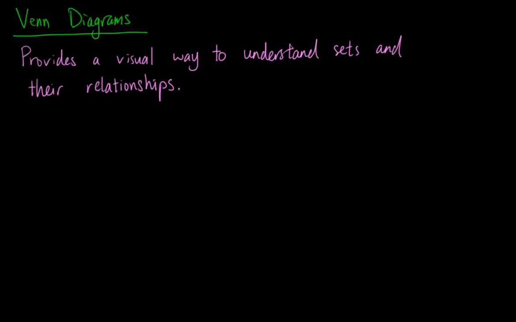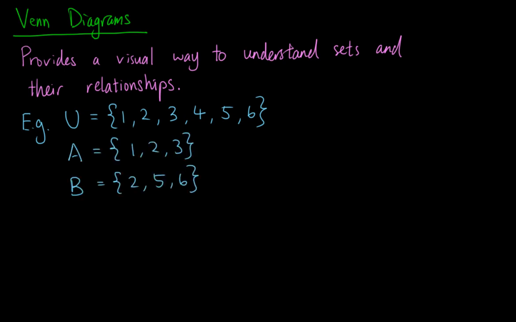In this video, we will introduce Venn diagrams, which is an important tool in understanding sets and their relationships in a more visual way. To illustrate, let's consider the universal set U containing the numbers 1 to 6. If you haven't learned the concept of the universal set before, please watch my previous video on introduction to sets. Suppose we have sets A and B containing these elements.